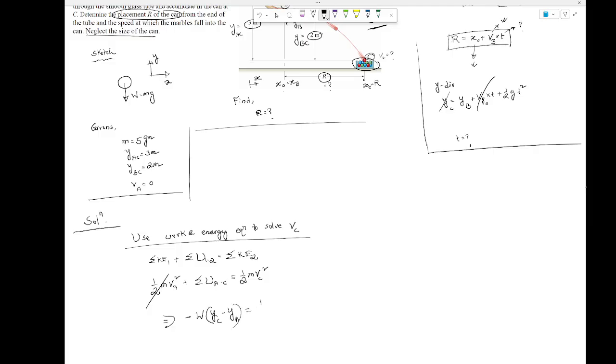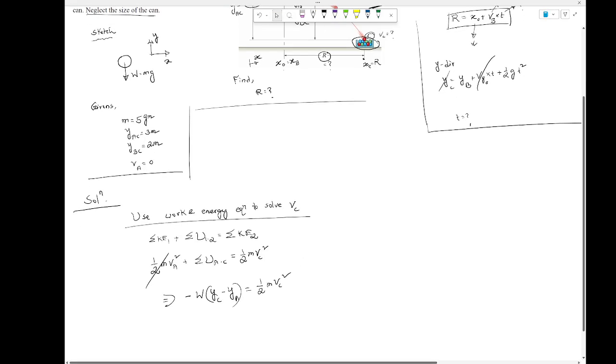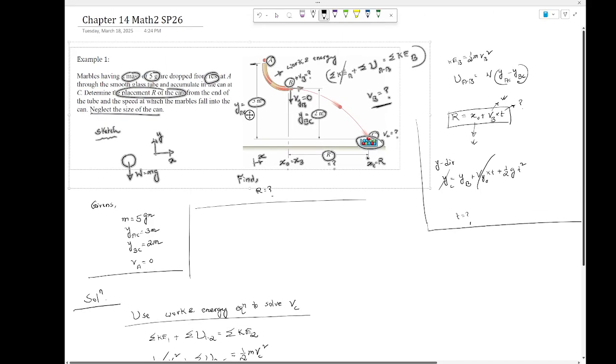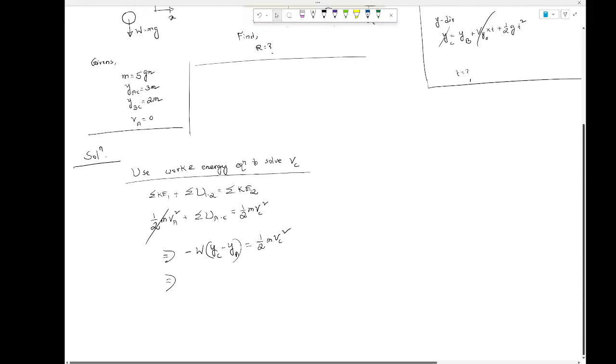Okay, and then you have half of m BC square, right? Now you know YC minus YA is basically this 3 meter that I did talk about before. So 3 meter, right? So I'm going to write minus mg, then 3 meter, multiplied by half of m BC square. This m and m are going to cancel out.